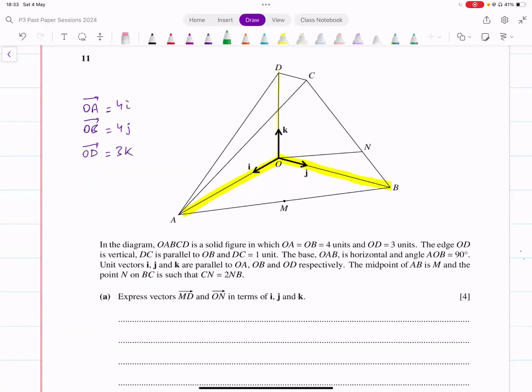DC is parallel to OB. All right, now that looks slightly complicated. DC is parallel to OB, so that's parallel to this length here. Keep that in mind. And DC is equal to 1 unit. If DC is 1 unit, it will help you later on if you keep writing down these vectors. DC is parallel to OB, which means it's in the same direction as OB. So its direction is basically J, and its length is 1. So the vector DC is 1 times J. That's just J.